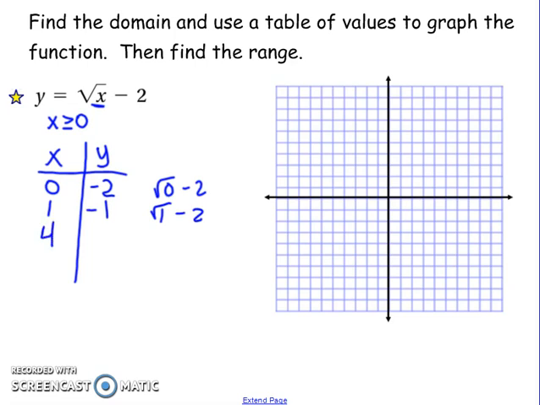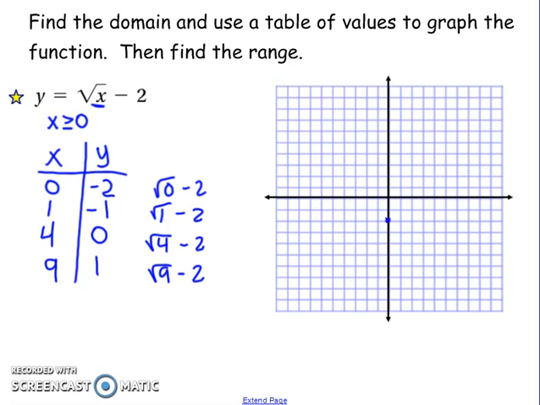I'm going to jump to 4. So the square root of 4 minus 2 is going to be 0. I'm going to jump to 9. So square root of 9 minus 2 is going to be 3. So then we're going to graph this.